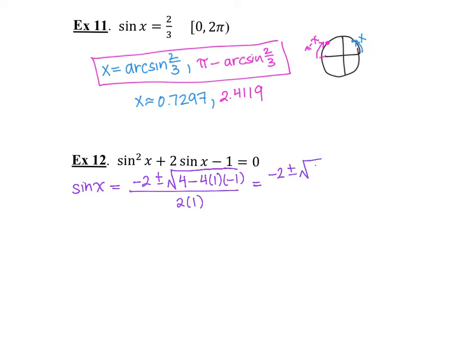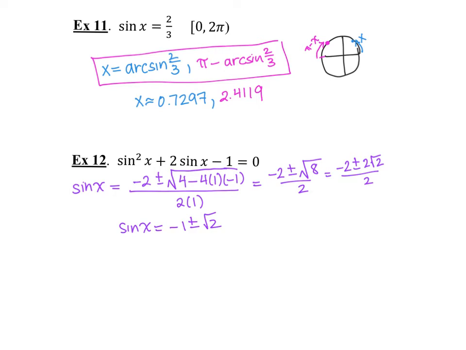What is that? 4 plus 4 is 8. If I simplify the square root of 8, 4 times 2, so 2 root 2 over 2. So after all that, I get sine x is equal to -1 plus or minus root 2. I could have also completed the square because that's a pretty nice answer for completing the square.